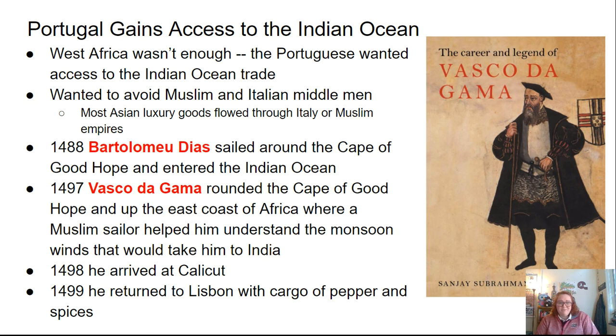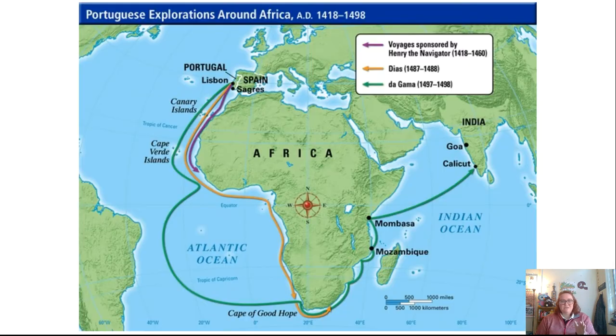Unfortunately, the route that he took was long, it was demanding, it had all sorts of issues. So in 1497, Vasco da Gama rounded the Cape of Good Hope and ended up on the eastern side of Africa, where Muslim sailors helped him to understand the monsoon winds that would ultimately take him into India. And just a year later, he would arrive in Calcutta, and then he would return to Lisbon with cargo of pepper and spices.